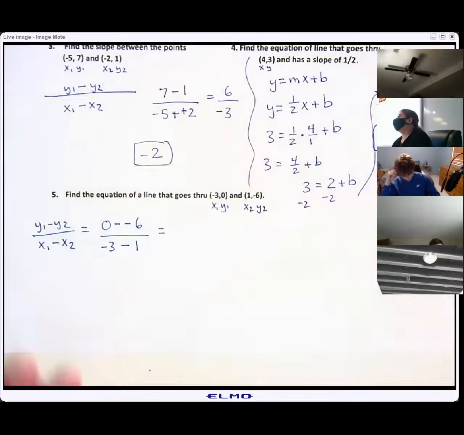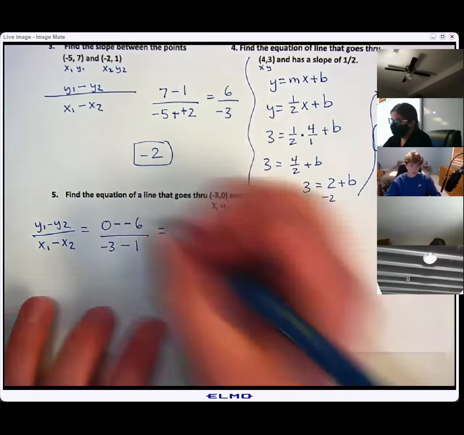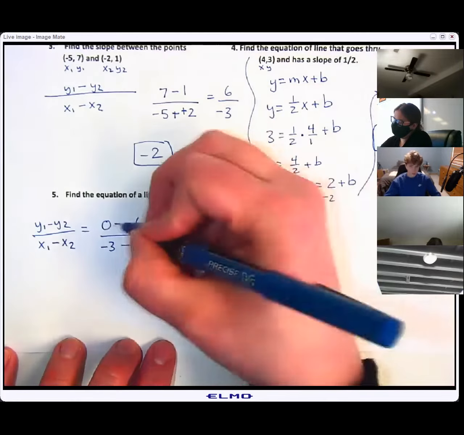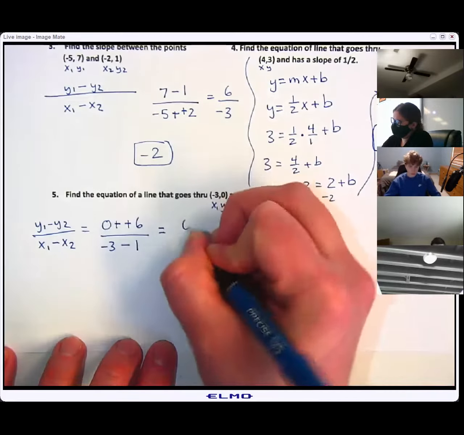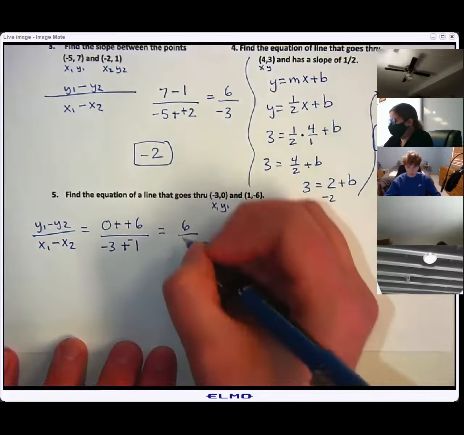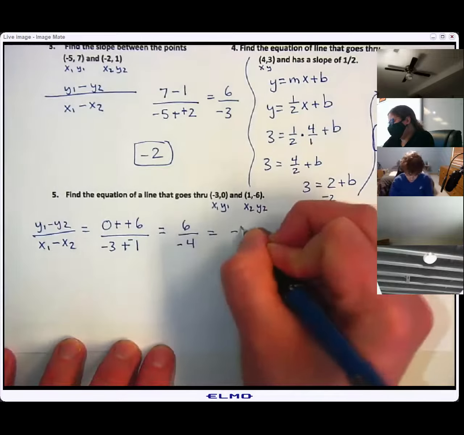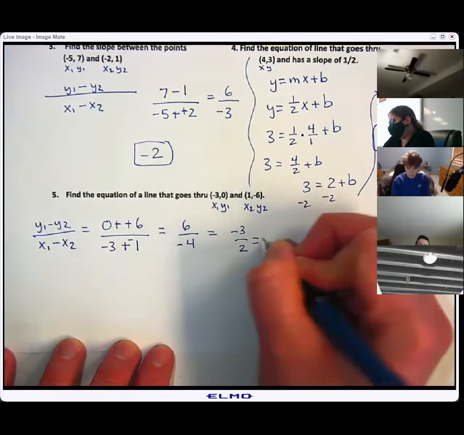And hey, everybody, if you're looking at your sheet right now and you're realizing I made a little mistake in number 3, fix it. I don't want to see anybody making mistakes. We're going over all the answers. 0 minus a negative is actually plus. That's 6 over -3 minus 1, or plus a -1, is -4. If I reduce that, I get -3 over 2, and that's my slope.